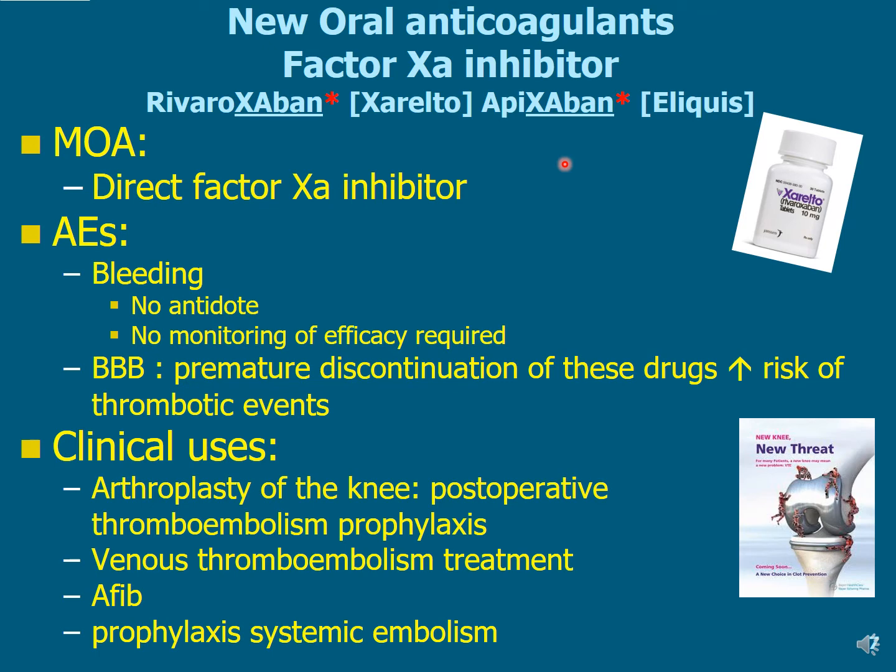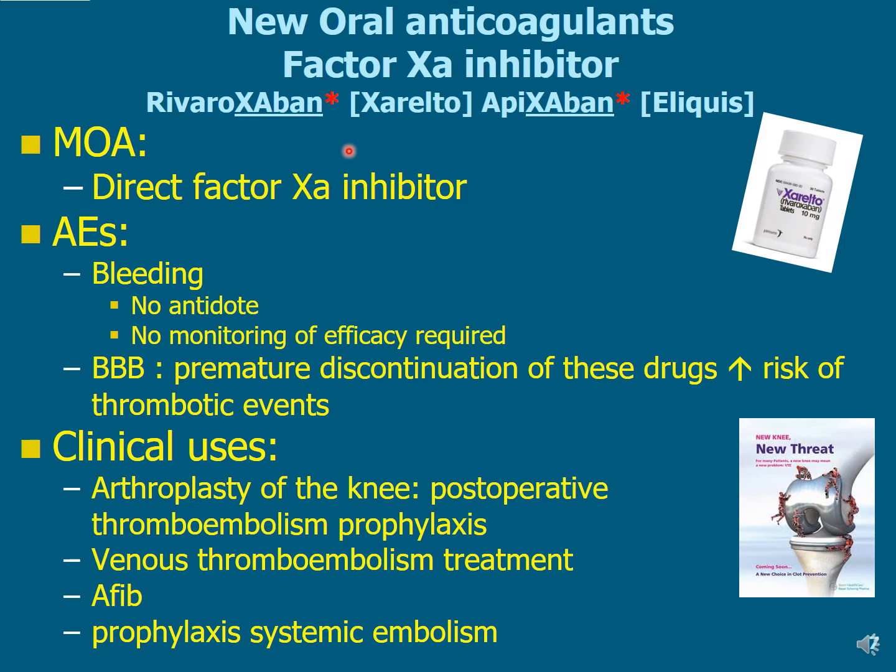So the first class of agents we are going to talk about are the factor 10A inhibitors, and these are direct factor 10A inhibitors. You remember when we talked about heparin, it's an indirect factor 10A inhibitor because it binds to prothrombin. Here it inhibits factor 10A directly. And you see I underlined and also wrote in capital letter the X, or letter 10 in Roman numbering.